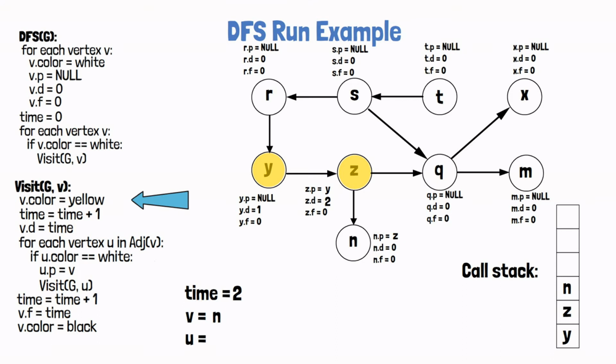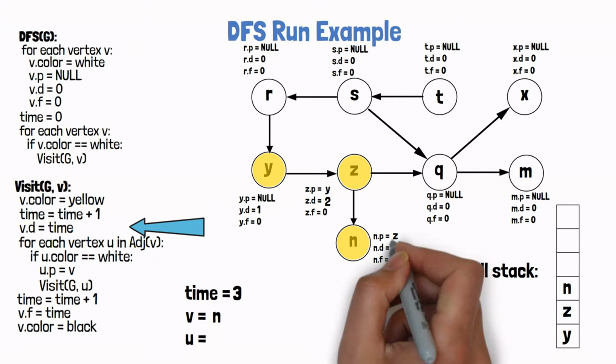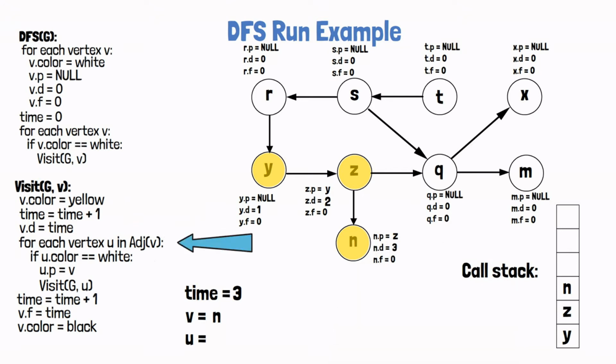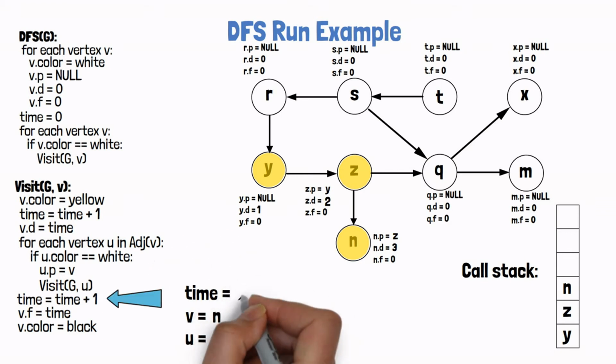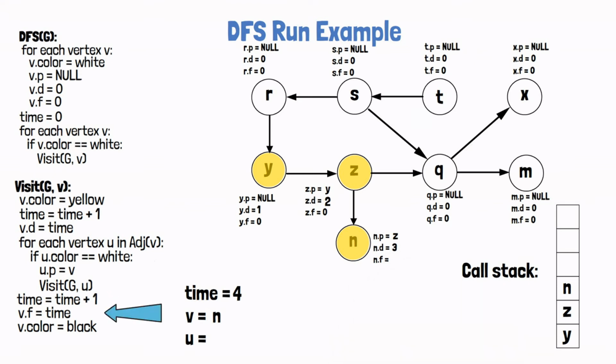We color n yellow to mark it is discovered. We increment the time and set its discovery time to 3. We then should go over the neighbors of n, but we see n has no neighbors, so we skip the for loop and go to increment the time. We then finished handling n, so we set the finish time to 4 and color it black to mark it is finished. We ended the visit method for n, so we go back to where it was called from, removing n's context from the call stack and setting the local variables v and u to their state from before calling visit on n.